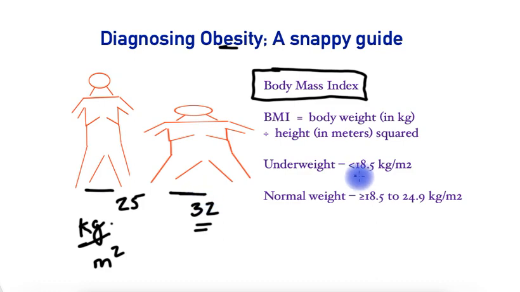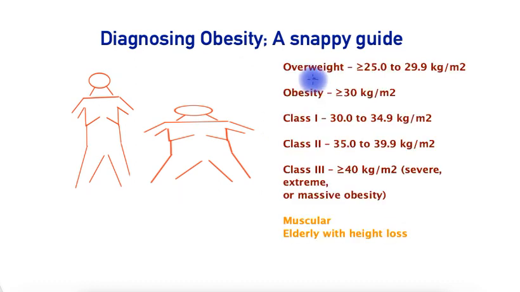Anyone who is less than 18.5 BMI is underweight, and the normal is considered to be 18.5 to 24.9. There are variations within populations. These figures apply more directly to the white and European population, whereas for the South Asian population, these figures may be slightly different. So now let's look at the overweight.